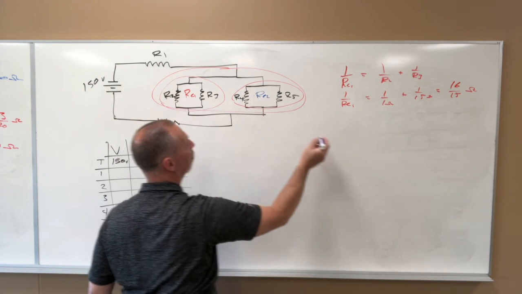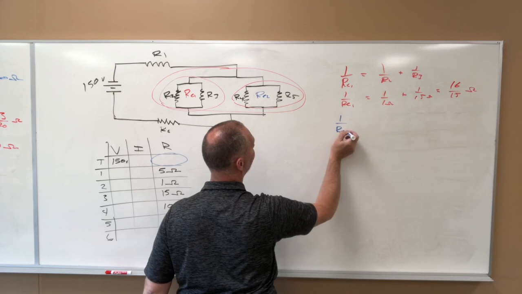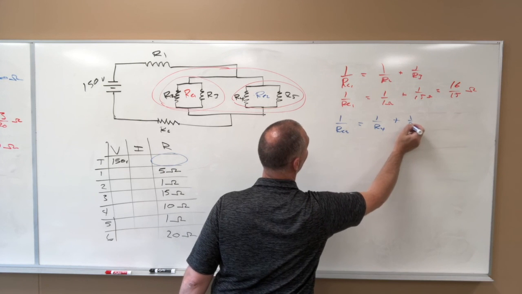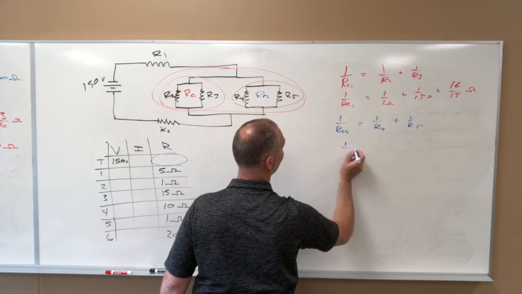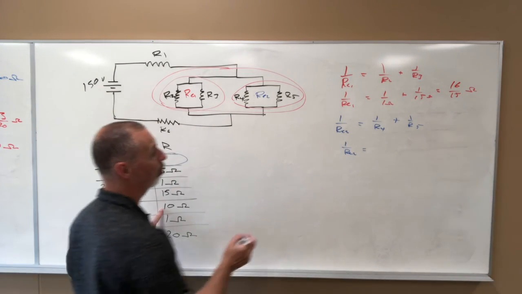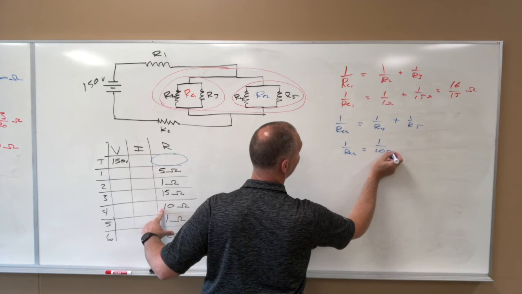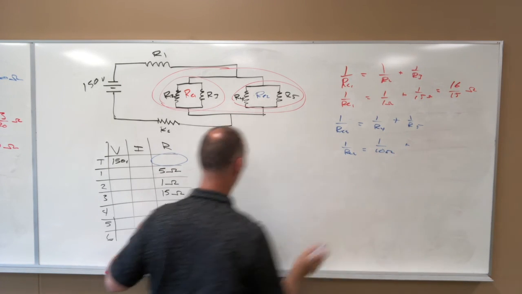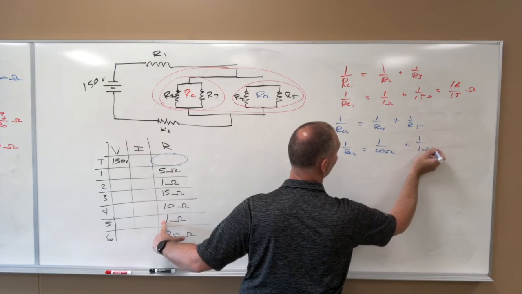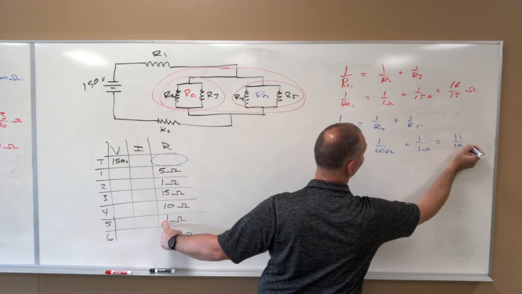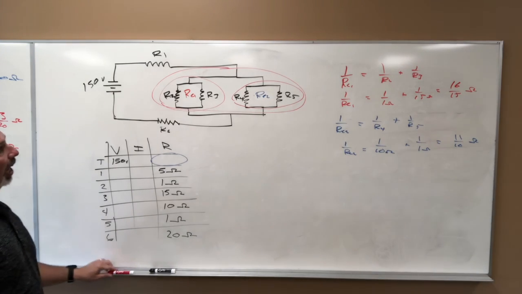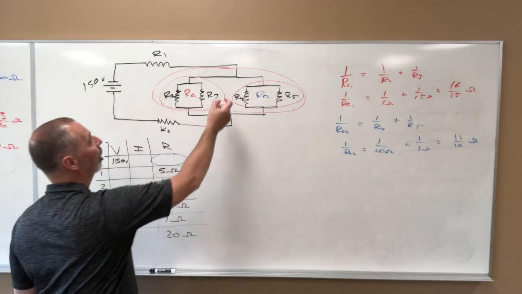RE2. Same thing again: 1 over RE2 equals 1 over R4 plus 1 over R5. So 1 over RE2 equals 1 over 10 plus 1 over 1, and that gives us 11/10 ohms. All right, and now we're going to combine those two into this large circle.